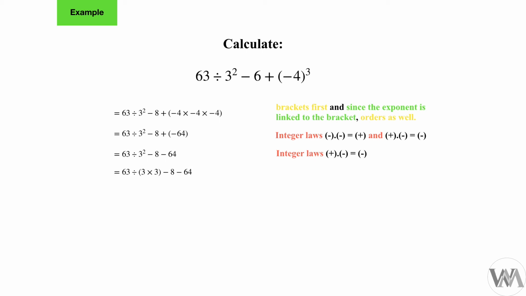Our next step is to expand the exponents. Now that the brackets have been done, we still have one exponent left, and that's in our second term. And using our exponent laws, we're going to get 3 times 3. Calculating that, we get 63 divided by 9 minus 6 minus 64. Next step is division. So we're going to say 7 minus 6 minus 64, because 63 divided by 9 is 7. And finally, we're going to do subtraction to get to our answer of -65.